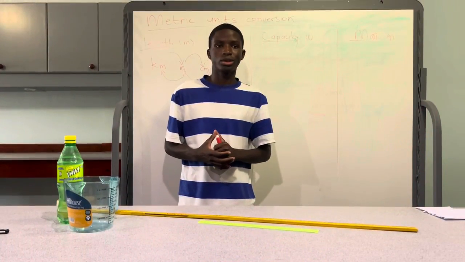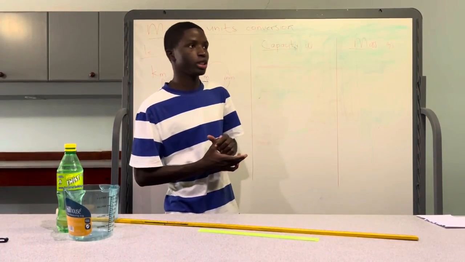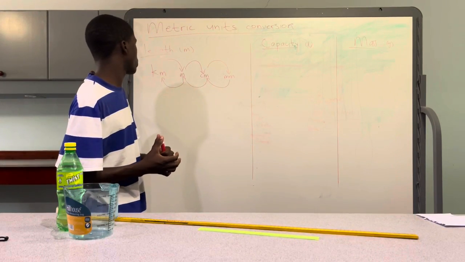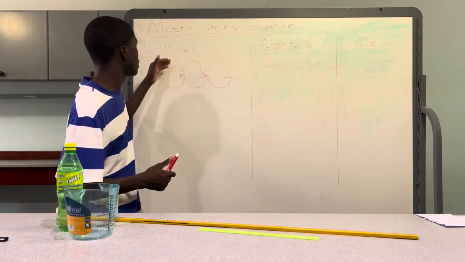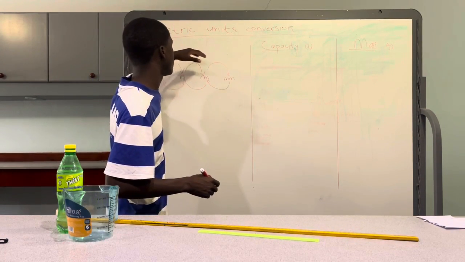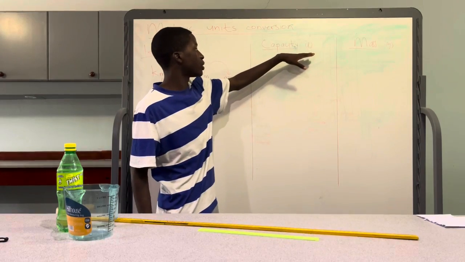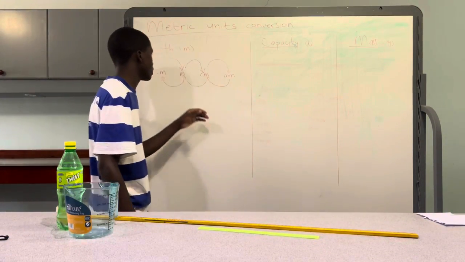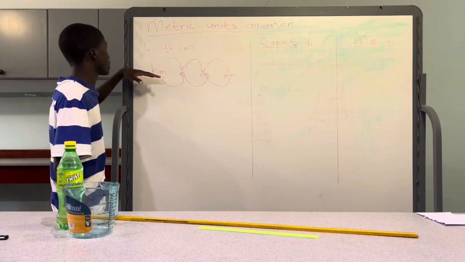Okay class, today we are going to focus on metric unit conversions. Today we are going to focus on length, which has a base unit of meter, capacity, a base unit of liter, and mass with a base unit of gram. Okay, let's go on and start with length.